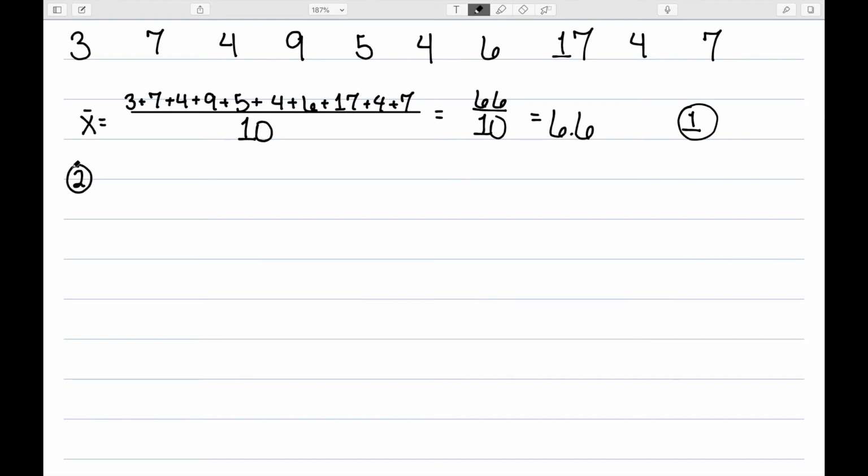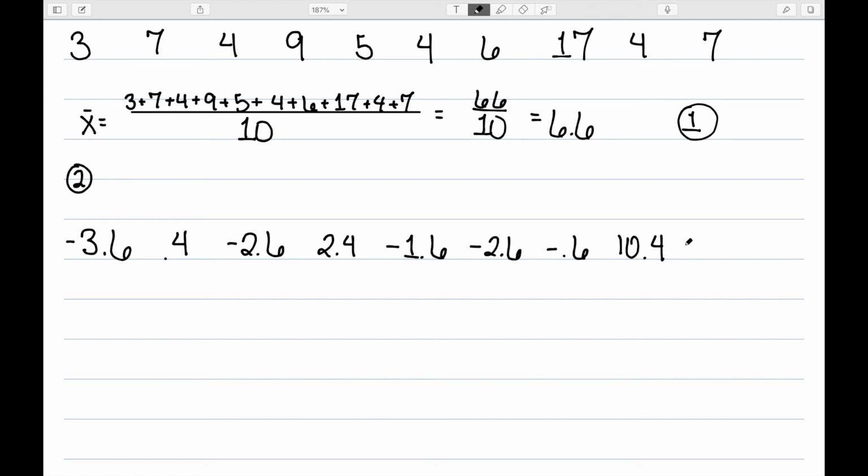The second step is then going to be to find the deviations. So I'm going to do data values minus the mean. 3 minus 6.6 is negative 3.6. 7 minus 6.6 is 0.4. 4 minus 6.6 is negative 2.6. 9 minus 6.6 is 2.4. 5 minus 6.6 is 1.6. 4 minus 6.6 is negative 2.6. 6 minus 6.6 is negative 0.6. 17 minus 6.6 is 10.4. 4 minus 6.6 is negative 2.6. And 7 minus 6.6 is 0.4.